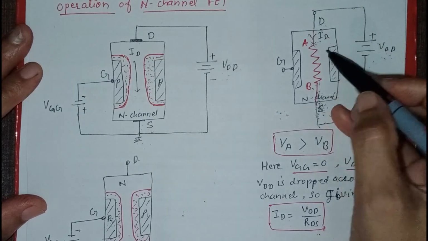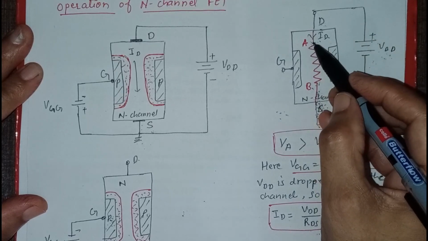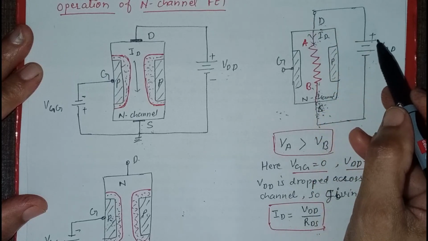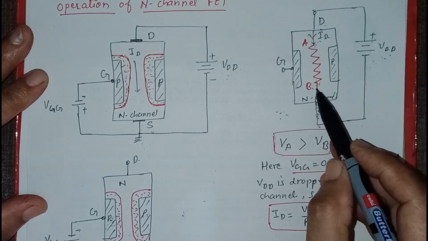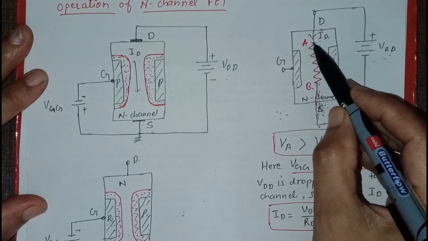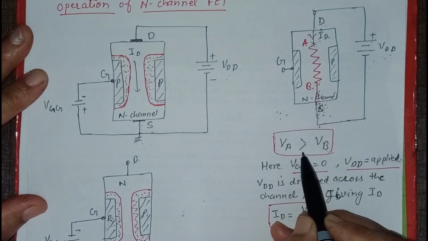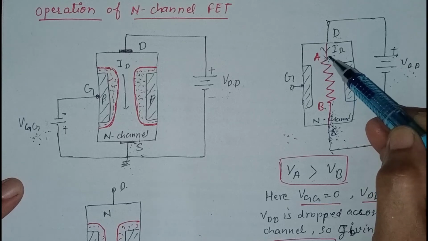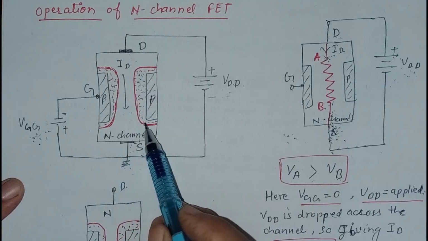Now let us take two points, point A and point B. As this point A is near this drain region and this drain is connected to the positive terminal, the voltage here will be greater than the voltage here. So let the voltage here be VA and the voltage here be VB. So VA is greater than VB. Due to more reverse biasing at this side, the depletion region here is wider than this side.